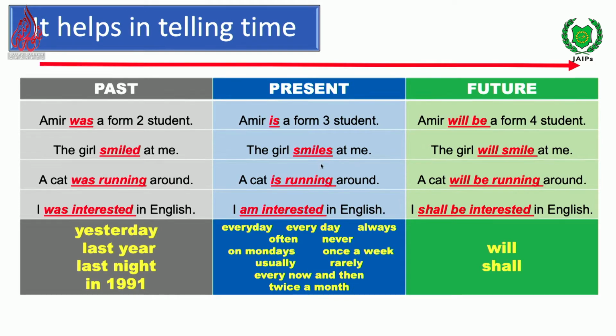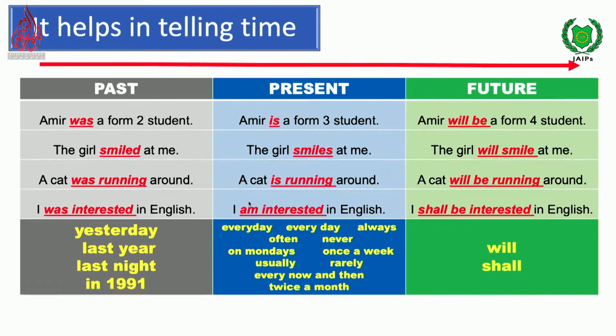The girl smiles at me. So smiles becomes smiled in the past tense, S-M-I-L-E-D. We remove the s and we add on ed. Smiles in the present tense will become will smile in the future.